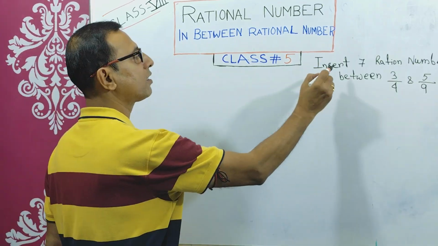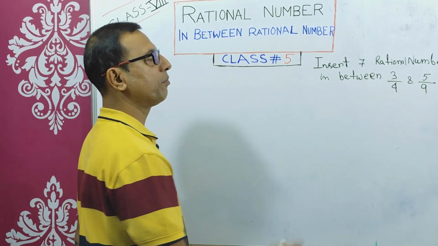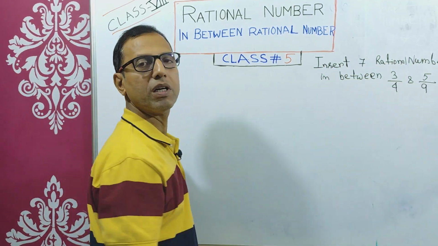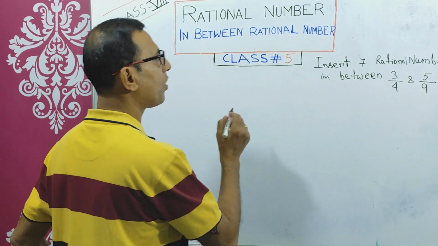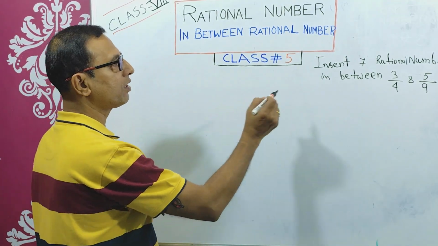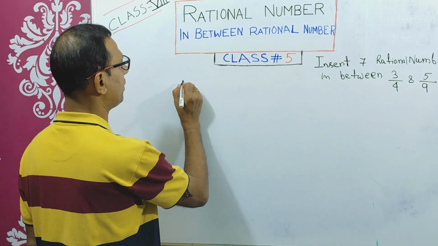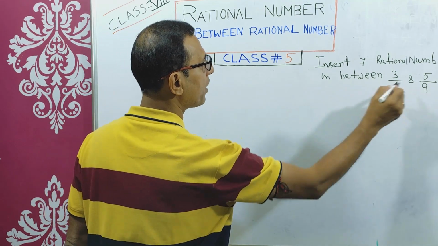Got it? Insert 7 rational numbers in between 3 by 4 and 5 by 9. Now what was our step 1? Step 1 was check whether the denominators are same. No, the denominators are not same. Then you need to make common denominator. So what you need to do? You need to make LCM.